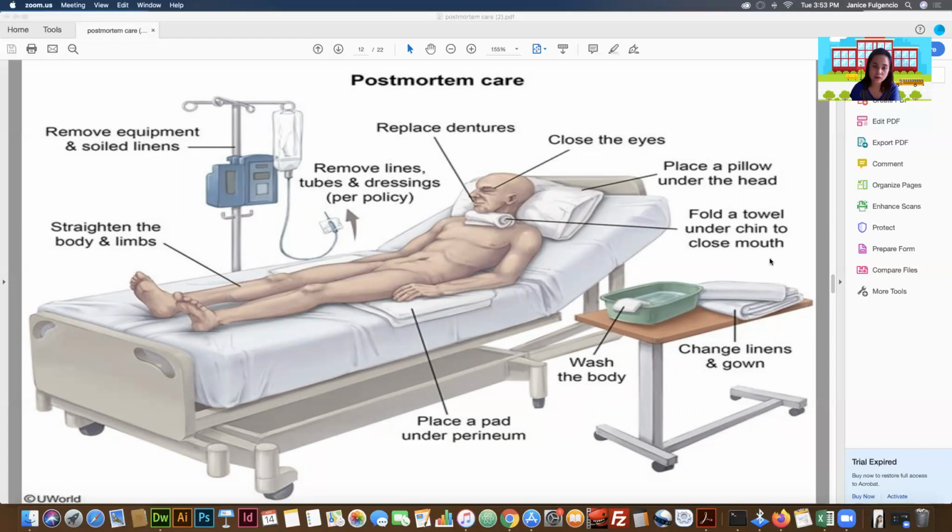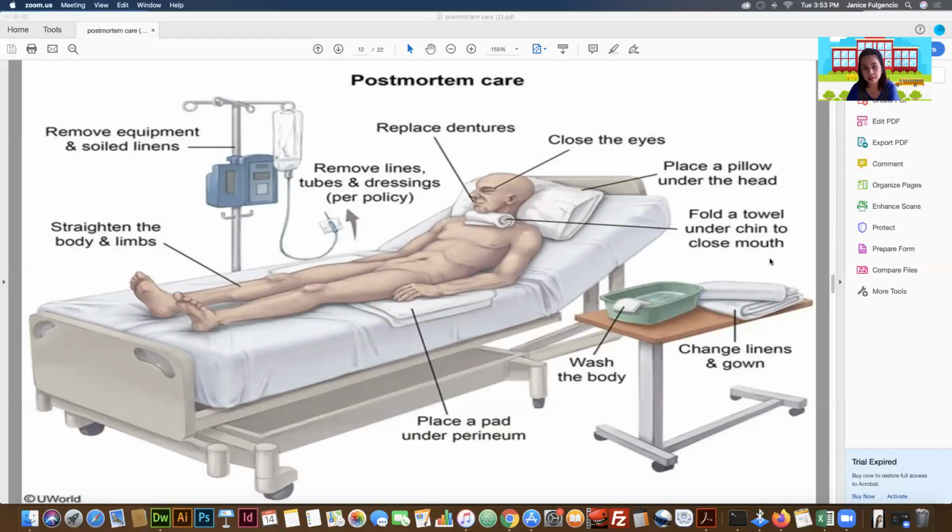Next is remove the linens, tubes, and dressing as per policy. If your patient has all the tubes in the world, like NGT, tracheostomy, urinary catheter, IV tubings, you need to remove all of them.